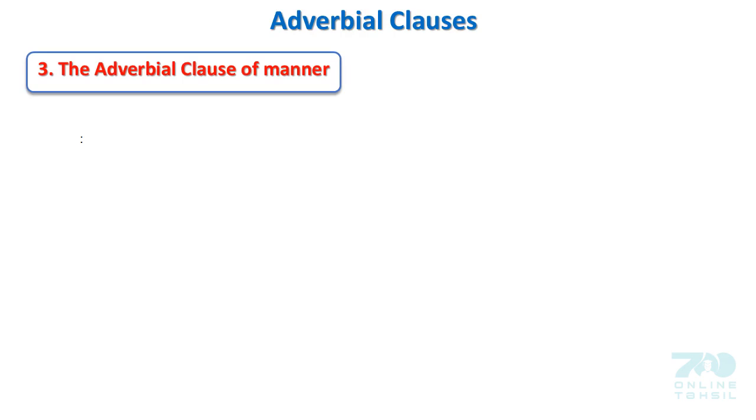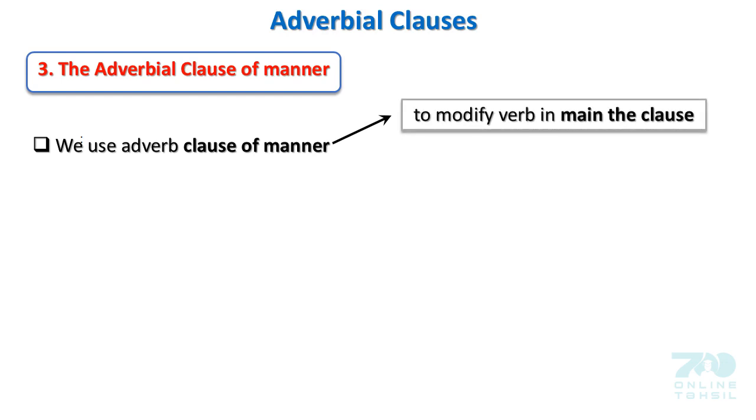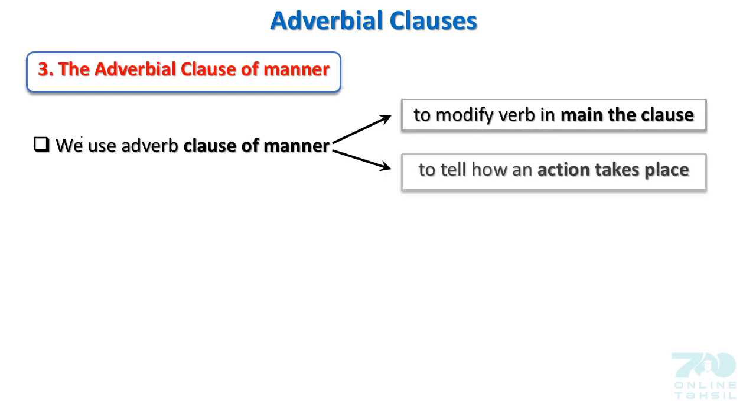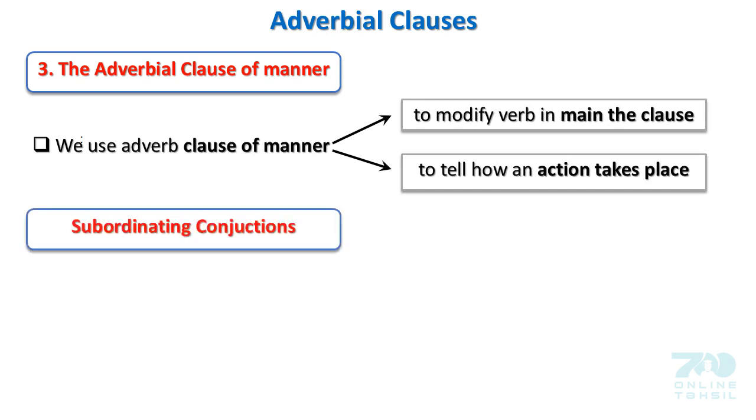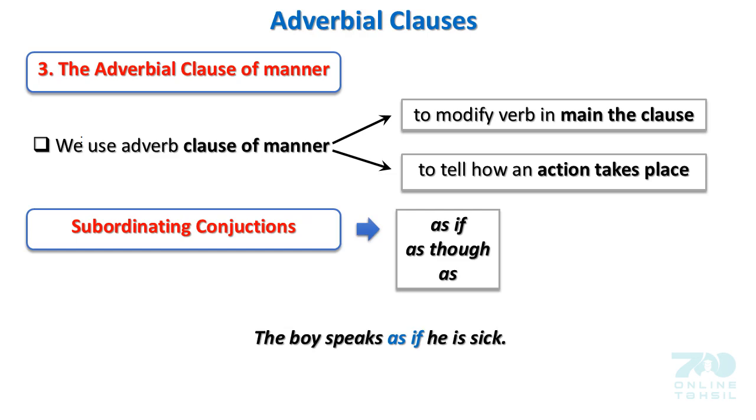3. Adverbial clause of manner. We use adverbial clause of manner to modify a verb in the main clause and to tell how an action takes place. Subordinating conjunctions: as if, as so, as. Example. The boy speaks as if he is sick. As if he is sick, the boy speaks.